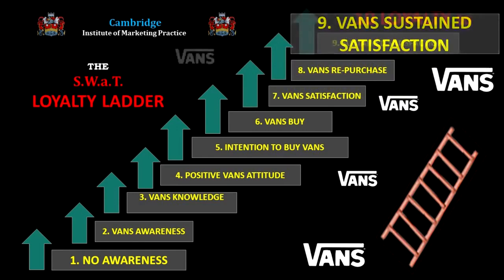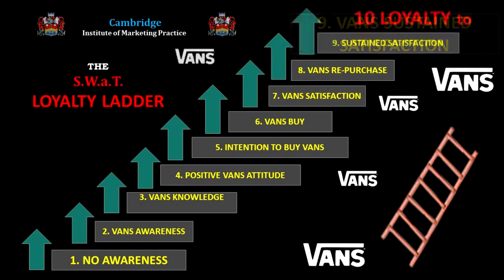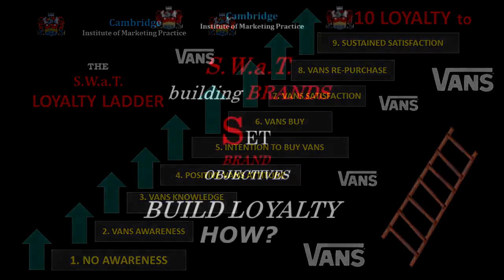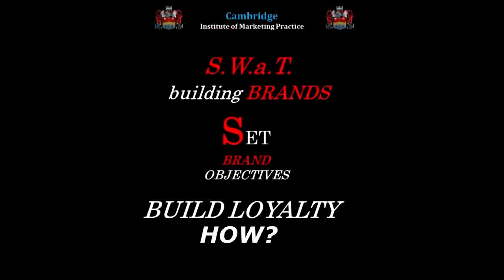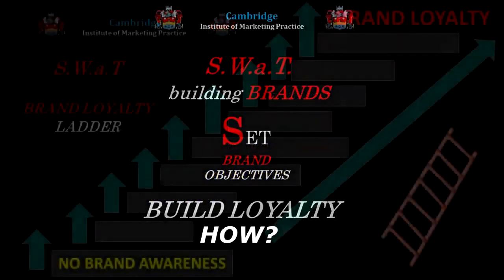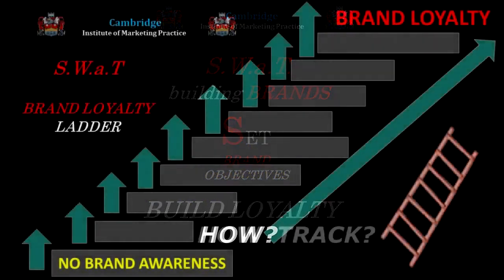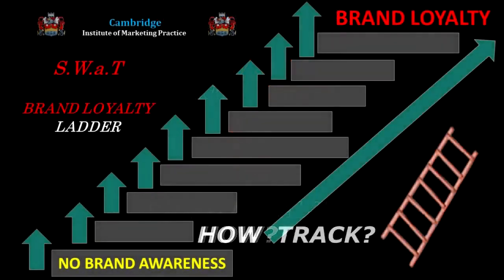My wife now has several Vans golf shoes. The daughter loves Vans. The wife loves Vans. I love Vans. We will undoubtedly buy them again. We are loyal. Okay, back to tracking and objectives. How do we set loyalty objectives, and how do we track the progress of targets and the brand through the loyalty space and up the ladder towards absolute brand loyalty?